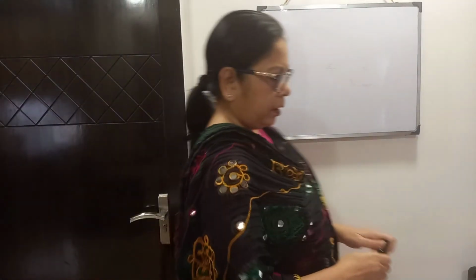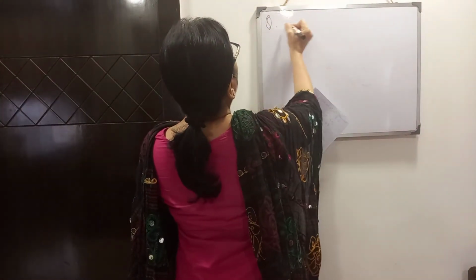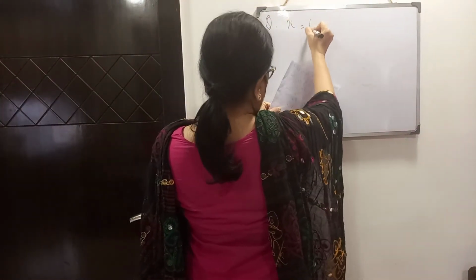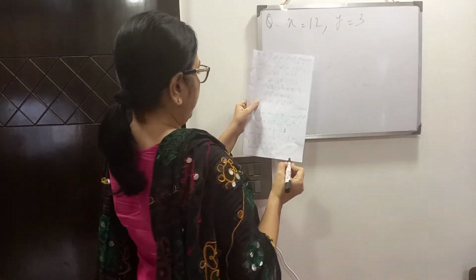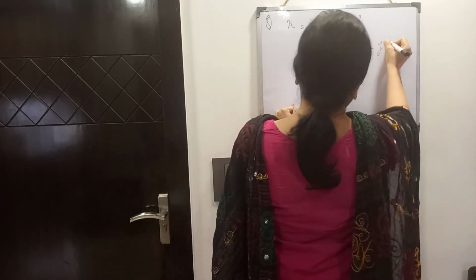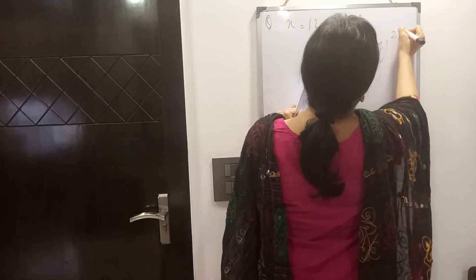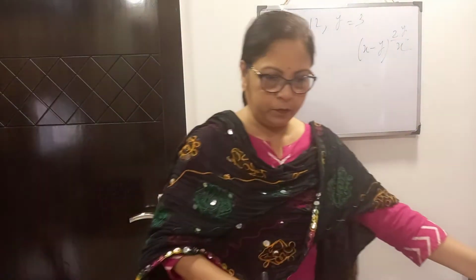Now students, next one. If x equals 12, y equals 3, then find the value of (x minus y) to the power 2y by x. You have to calculate the value of this.